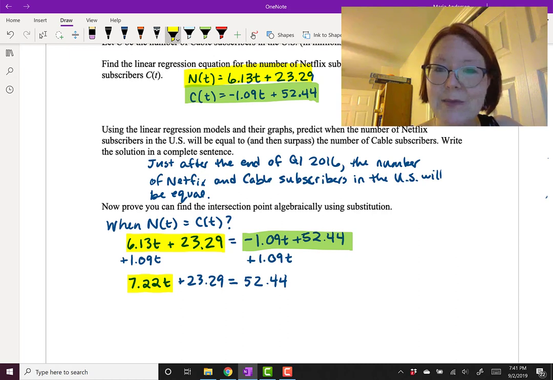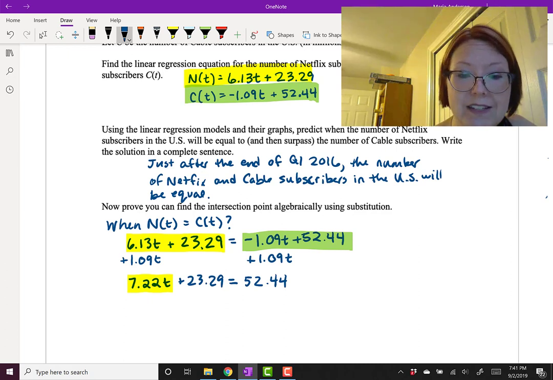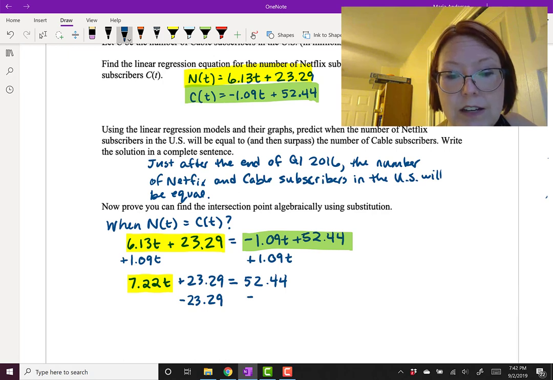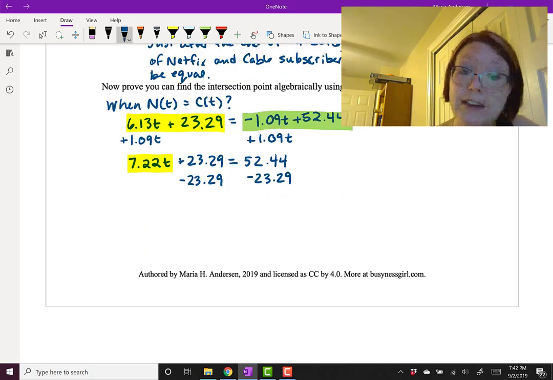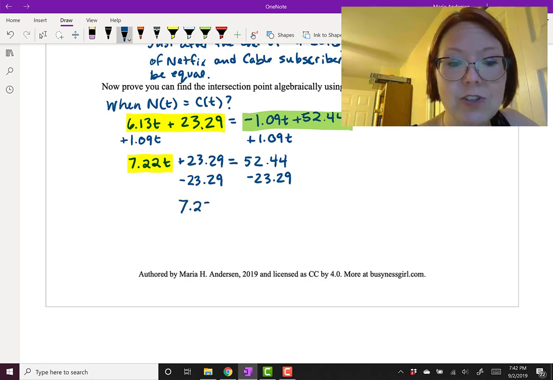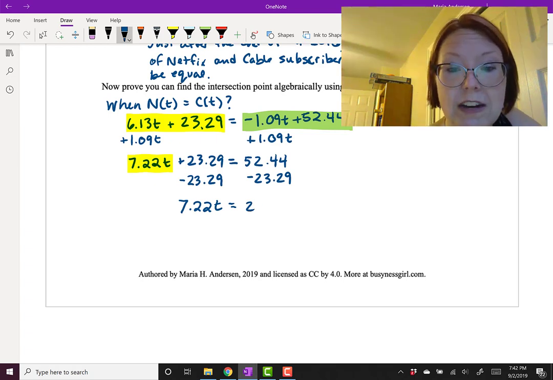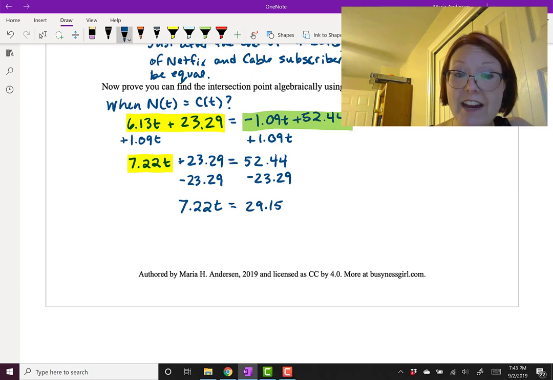We want to isolate that 7.22t, so let's now subtract 23.29 on both sides. I'm going to subtract 23.29 from the left side of the equation and subtract 23.29 from the right side of the equation. On the left side, I have 7.22t plus 23.29 minus 23.29, which leaves me with just 7.22t. On the right side, I have 52.44 minus 23.29, which gives us 29.15. So now I have 7.22t equals 29.15.